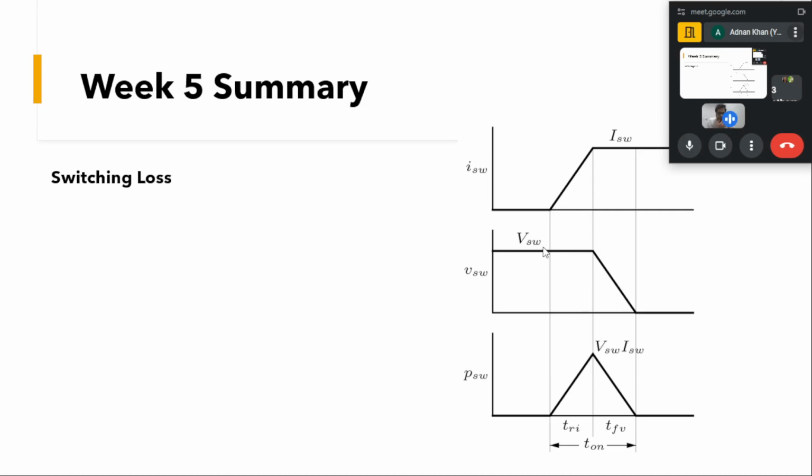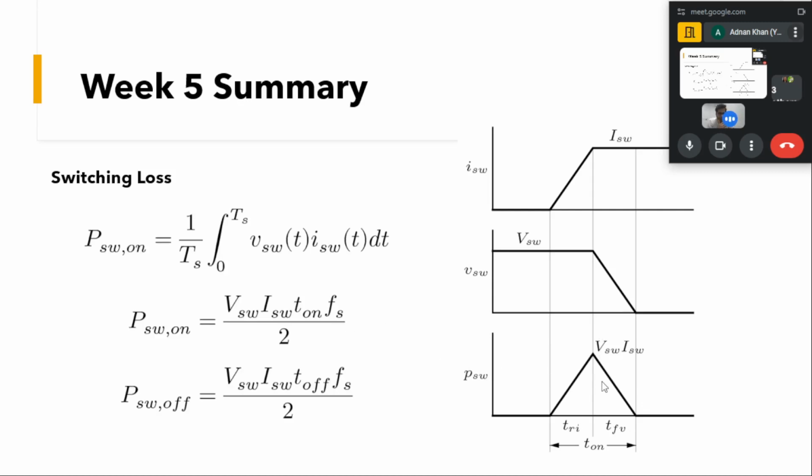And if we multiply this Vs into Is, we'll be getting the power loss, and it will have the shape of a triangle, because this is rising and this is constant. If we multiply this, we will have a curve like this. During this interval it will be like this, and you can see it's the shape of a triangle, and the area under this will give us the power loss, and you can see this is given by this equation as we had earlier seen.